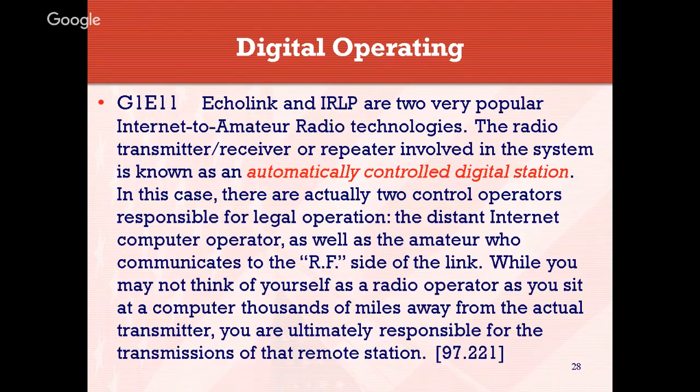Okay, on the next question, EchoLink and IRLP are two very popular internet to amateur radio technologies. The radio transmitter and receiver or repeater involved in the system is known as an automatically controlled digital station. In this case, there's actually two control operators responsible for the legal operation, the distant internet computer operator, as well as the amateur who communicates to the RF side of the link.